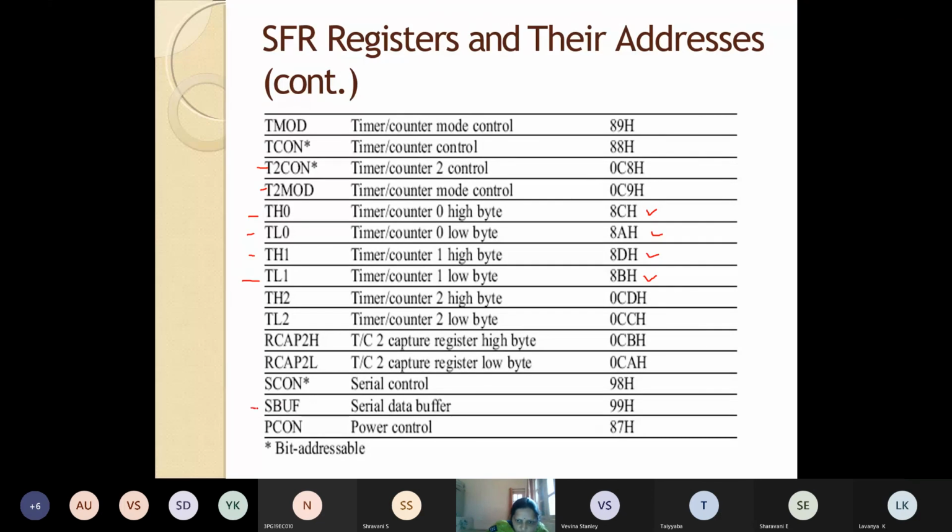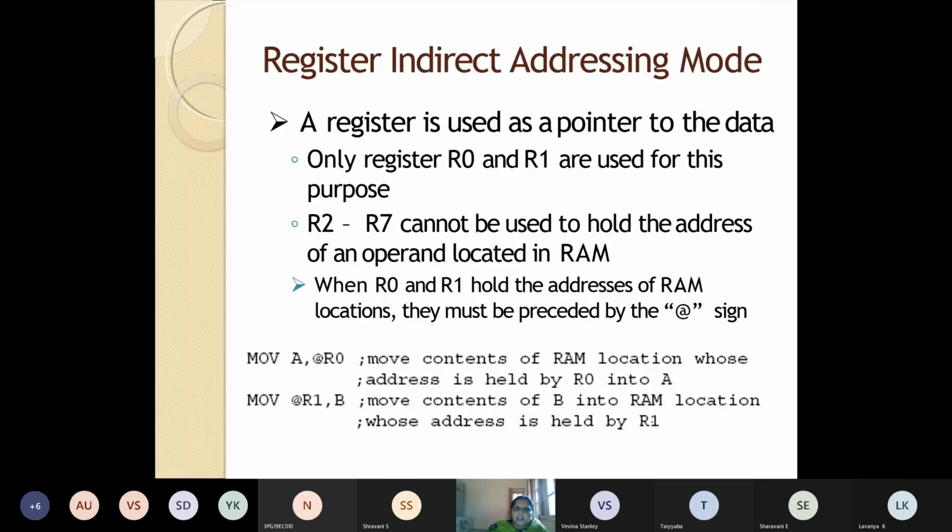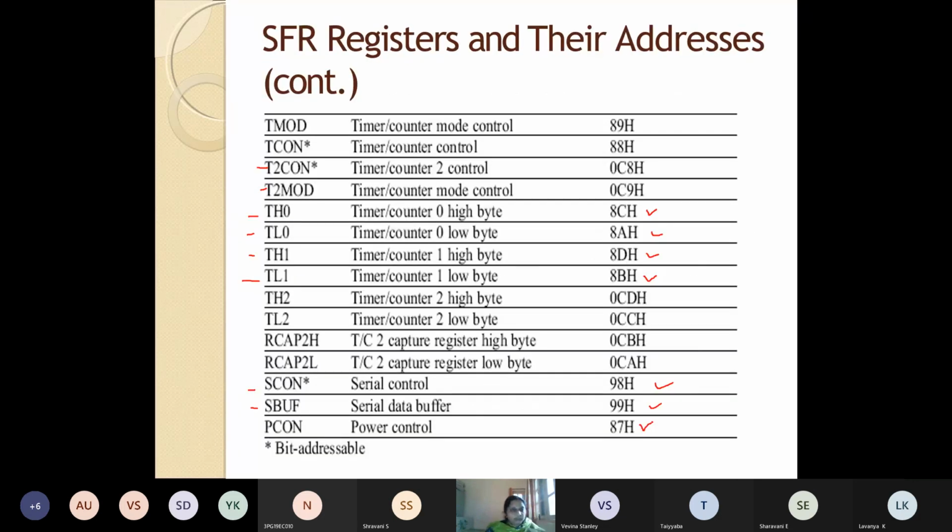The SBUF register is used and has the address 99. The SCON register is used and has the address 98. The PCON register is used and has the address 87. These we have seen earlier. What are the different special function registers and their addresses? All these registers can be accessed by their names or by their addresses.